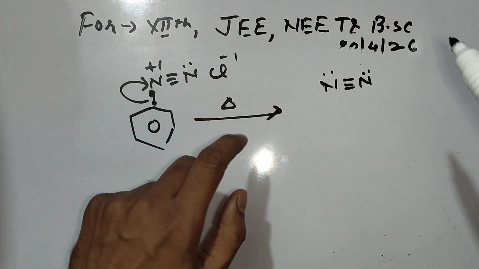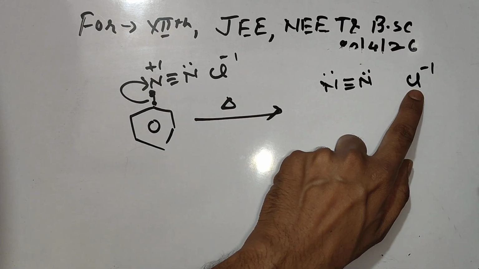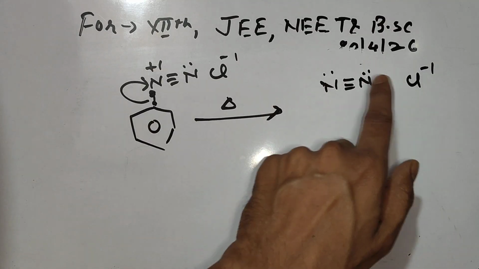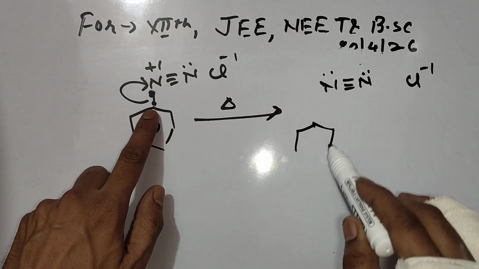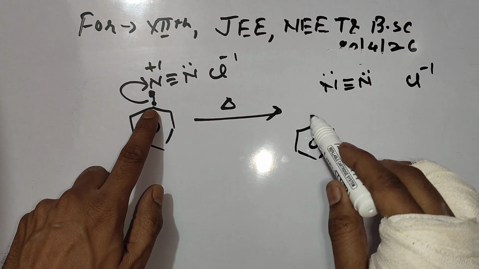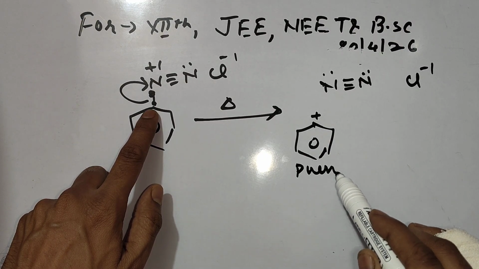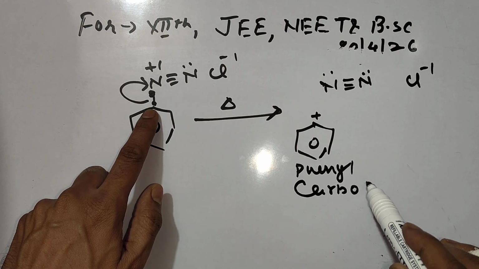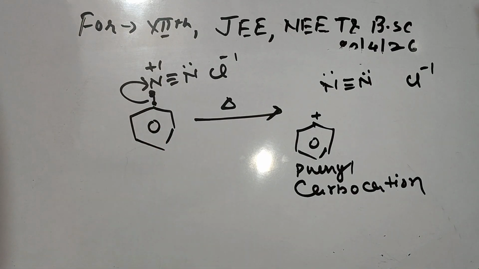+1, -1, neutral. Cl negative will be released because Cl negative was connected with nitrogen due to this +1 charge. But now we don't have the +1 charge, so its connection will break. And because this carbon has lost an electron, the positive charge will come out: phenyl carbocation. Phenyl carbocation is a highly unstable carbocation. It cannot be stabilized by resonance. In previous videos I have discussed the reason also.